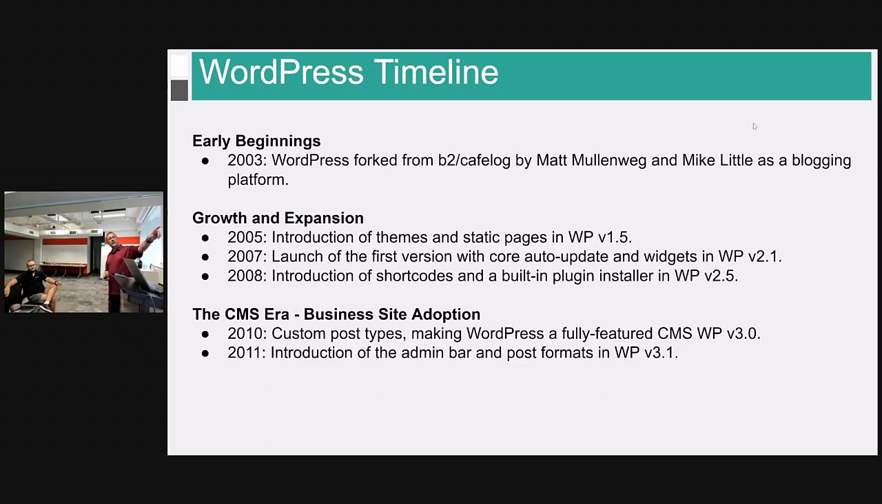Then we've got 2010 to 2011, which is called the CMS era. This is when businesses started to really adopt WordPress. We get custom post types in this. This is where WordPress becomes fully featured. You can do anything with WordPress, not just posts; you can have library books and whatever types of post types in there.